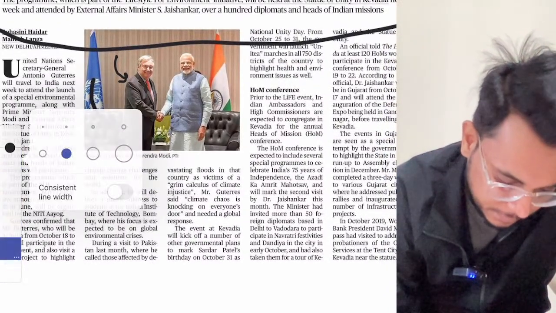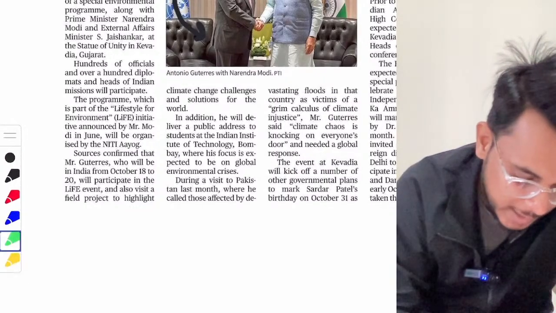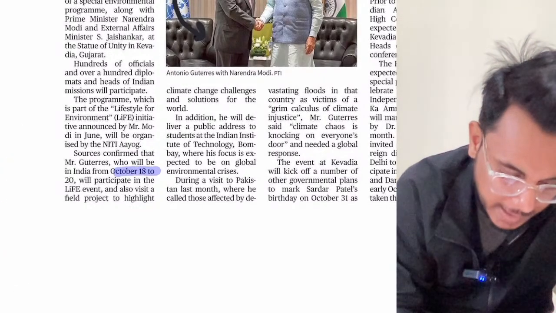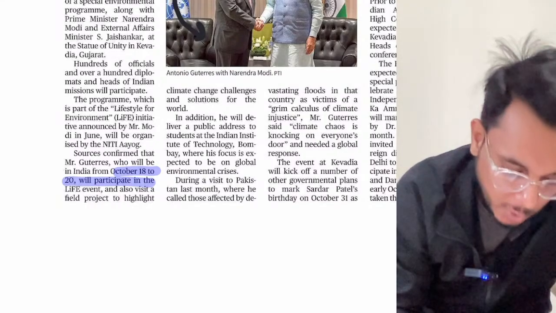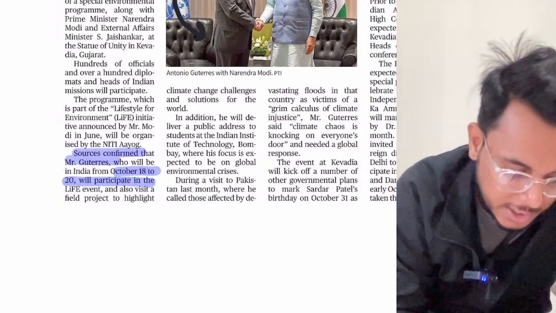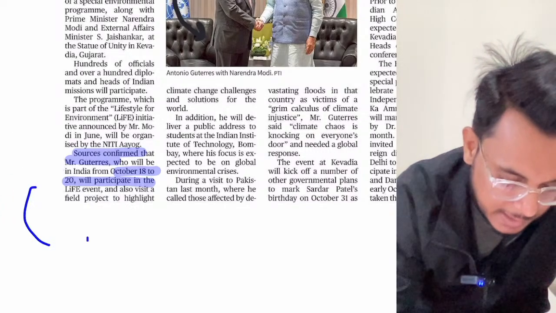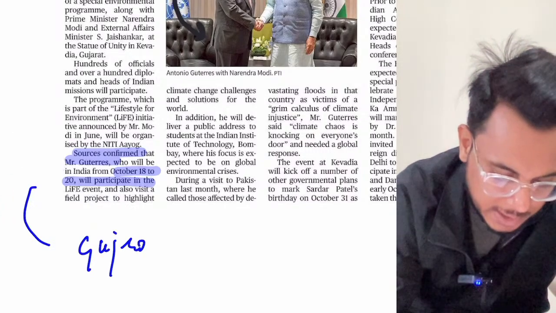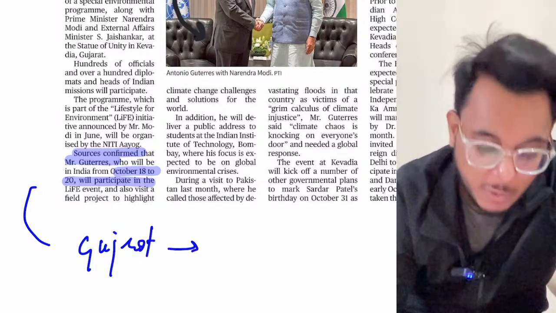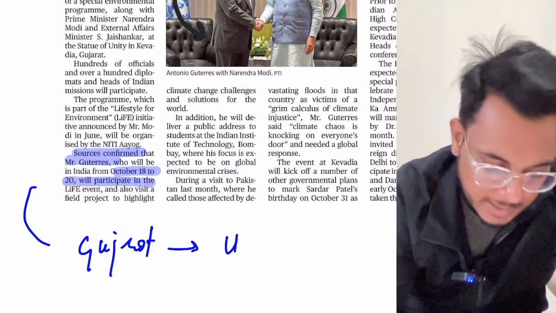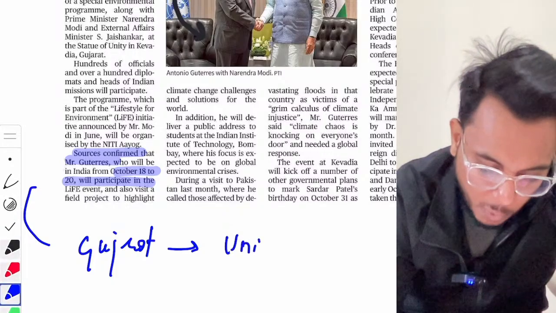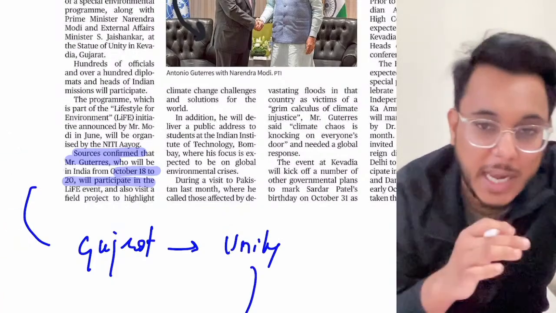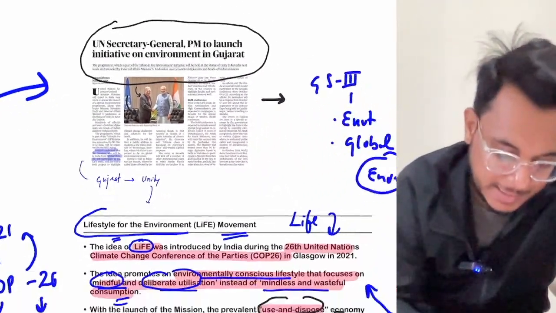Just a minute. Okay, so we see here that from October 18 to October 20, the United Nations Secretary General will be coming and visiting Gujarat. In Gujarat, he will visit the Statue of Unity, and there one more component within the LiFE movement will be started. Is it clear or not?